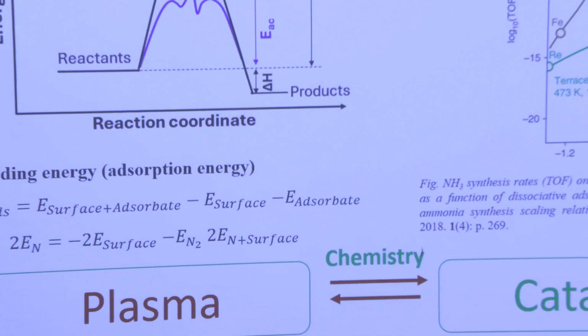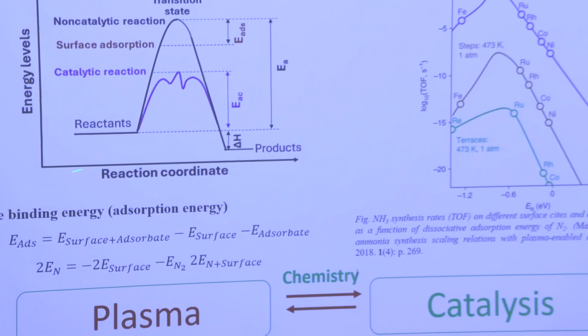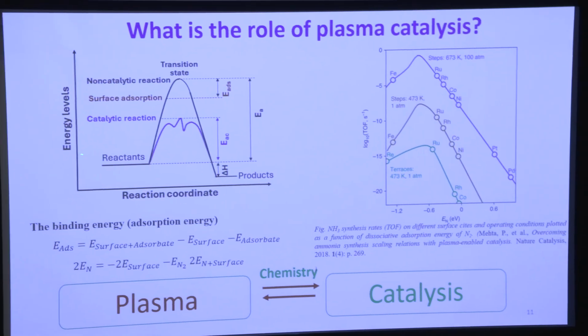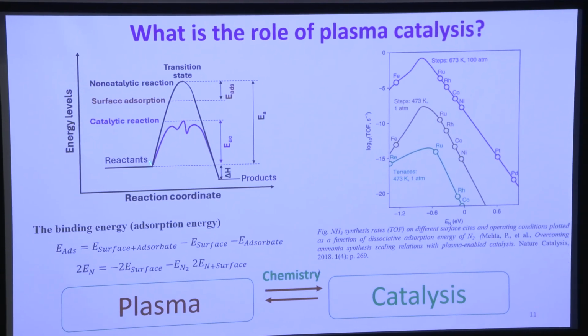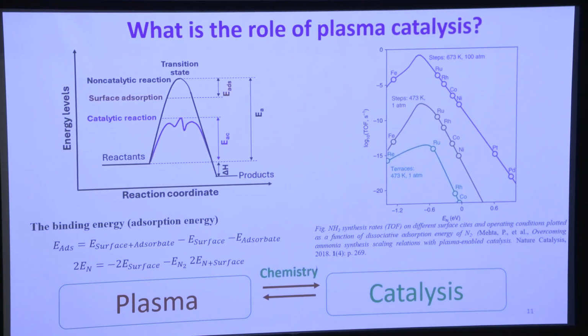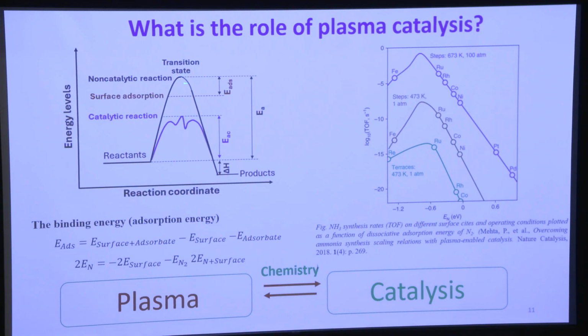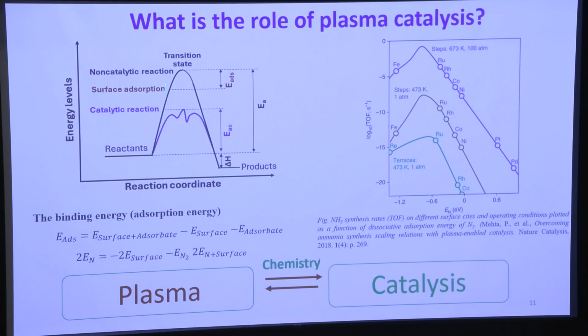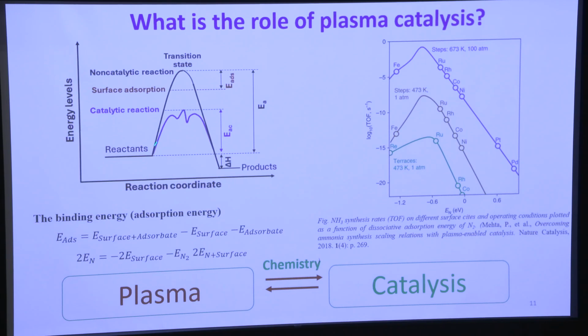So this is the diagram. I try to show you what a catalytic reaction is. Everybody knows that in a reaction, you have reactant and you have product. And you have a transition state and you have activation energy. So in combustion, this is the activation energy you have to overcome in the gas phase.